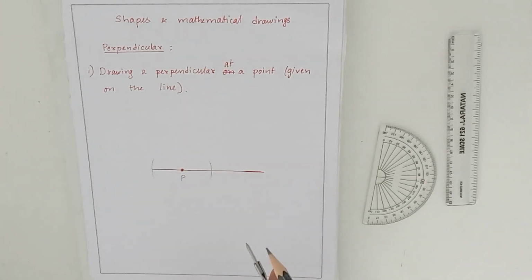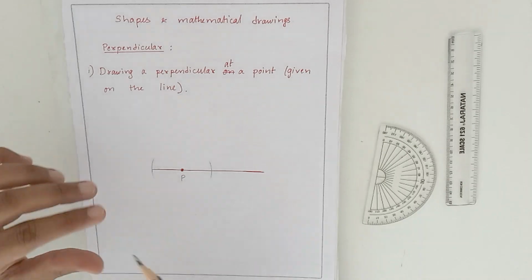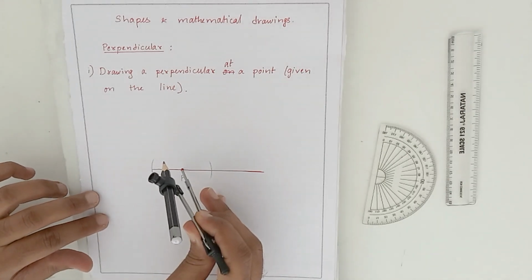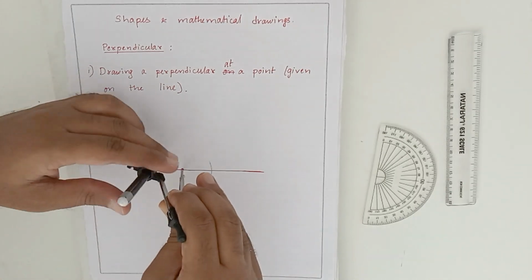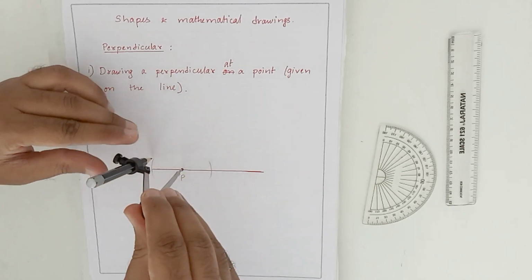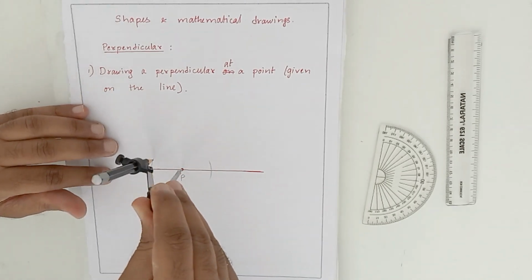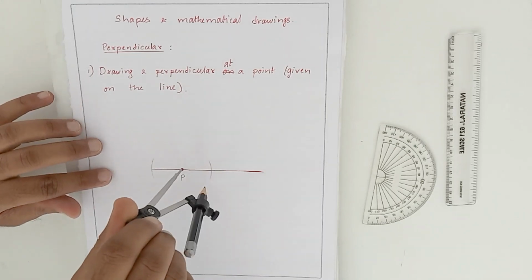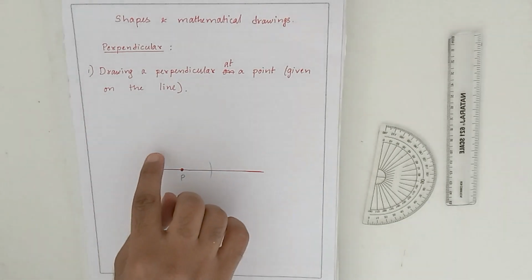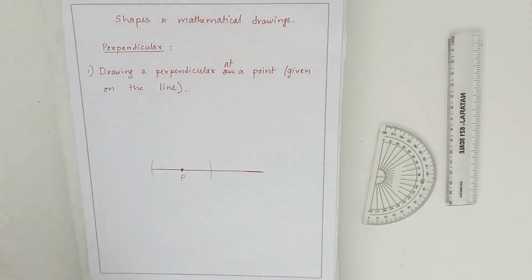You can take any arbitrary measurement. You can take it more, you can take it less. I'll just take this much and then place the compass tip here, and I draw an arc like this, and then I draw an arc like this. So I get a bracket kind of thing now.